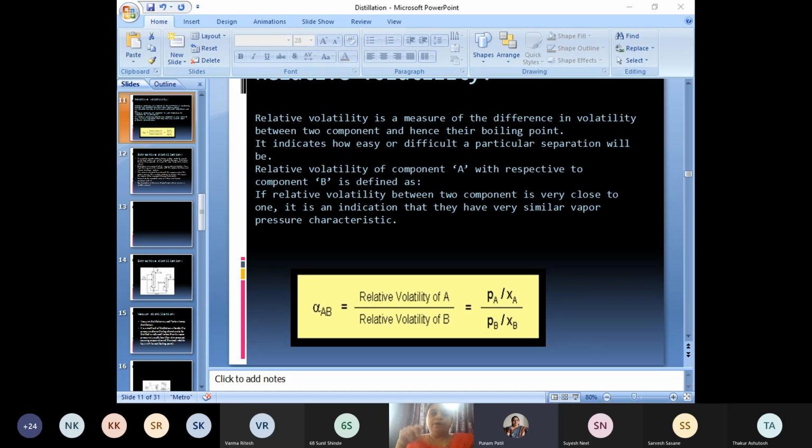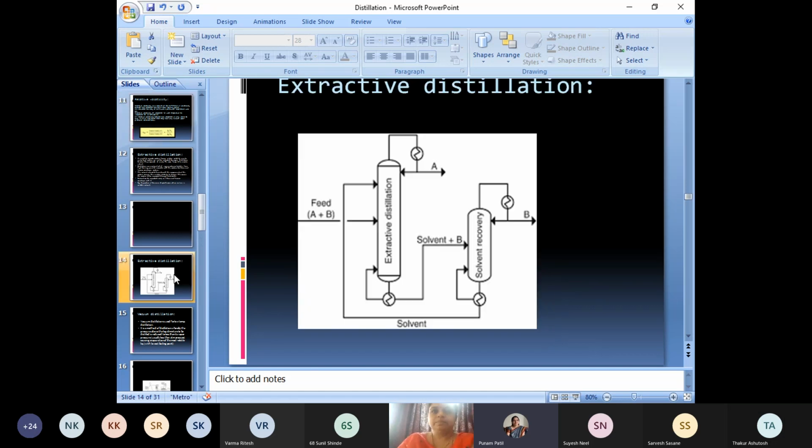So when the boiling point of the components is almost the same, it is difficult to separate the components with distillation. We add a third component in the distillation so that we can easily separate the components. That is called extractive distillation. The third component is called a solvent. For example, I will show you the diagram. Look at the diagram. Can you see the diagram?